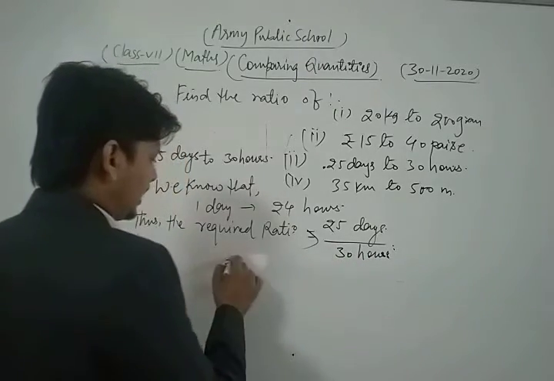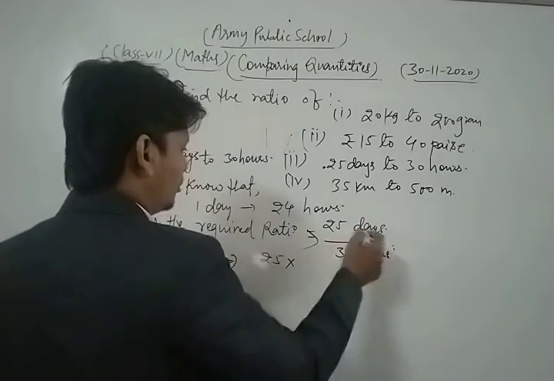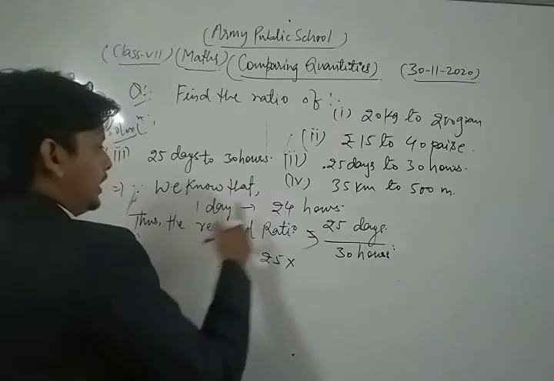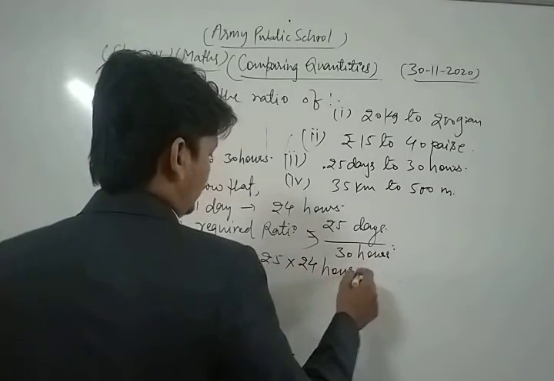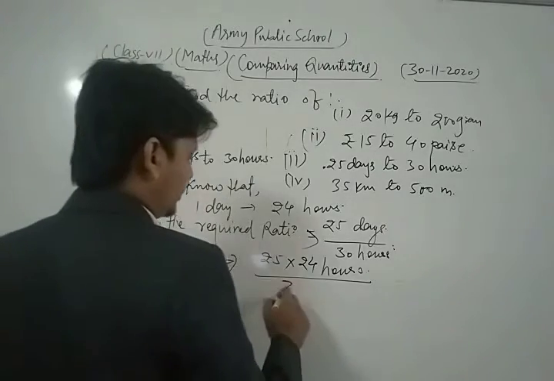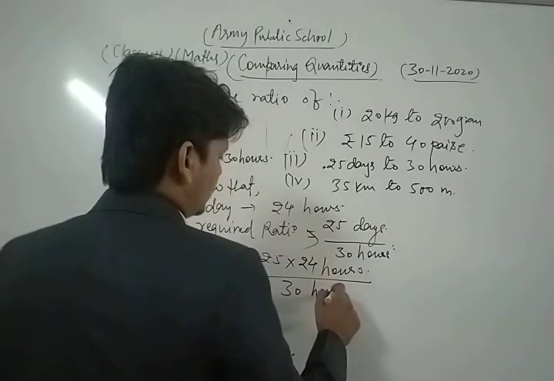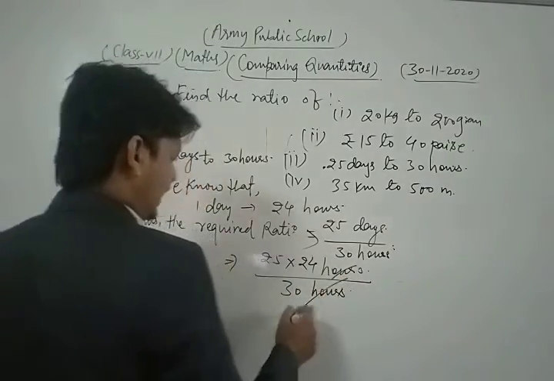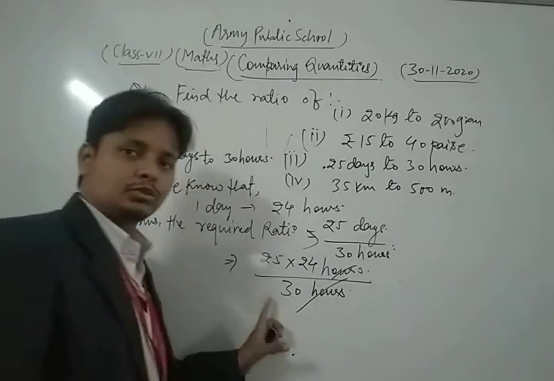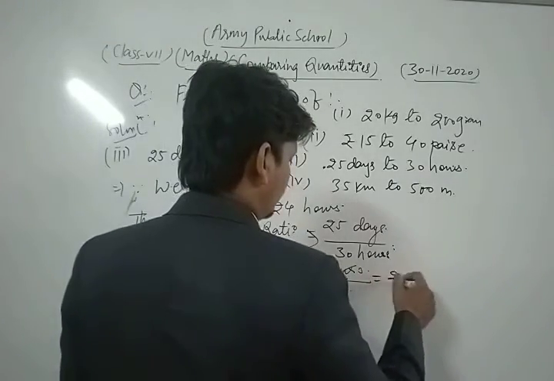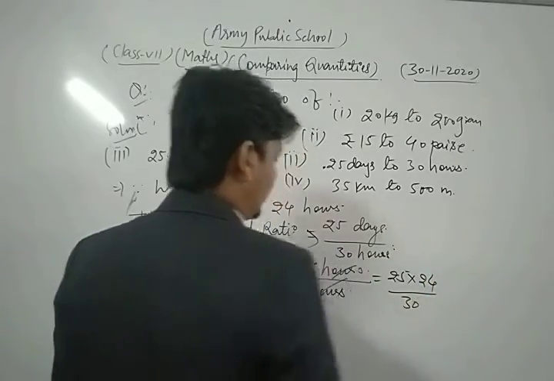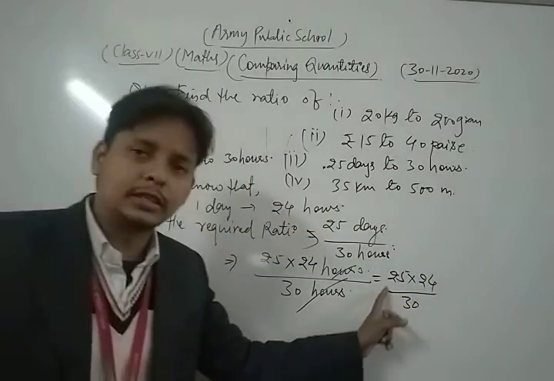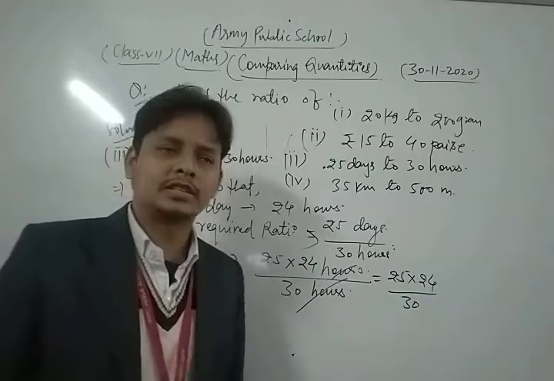Now we can write 25 into how many hours in one day? 24 hours. So here we write 24 hours upon, in the denominator we write 30 hours. So hours cancel each other. So we get 25 into 24 upon 30. Now we simplify and hence we get our result.